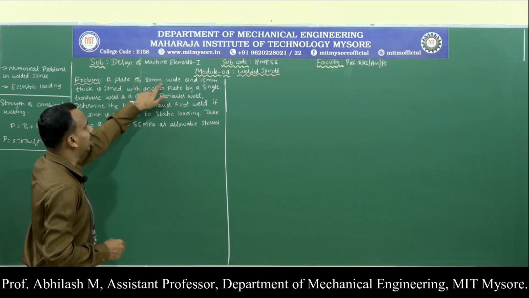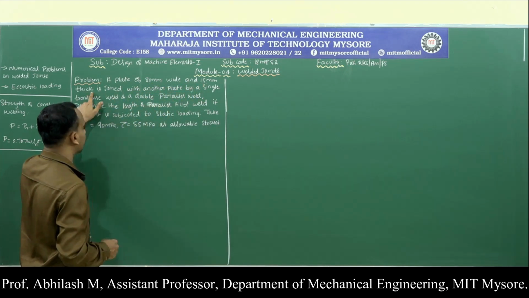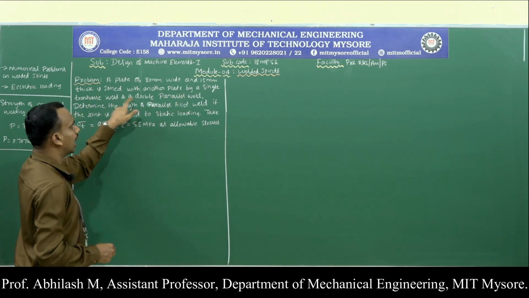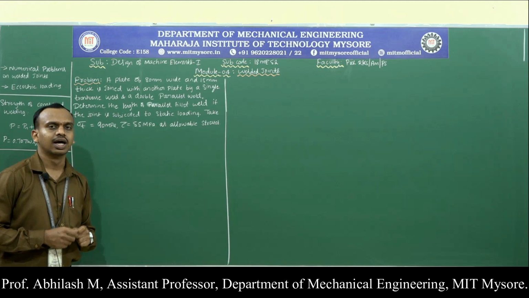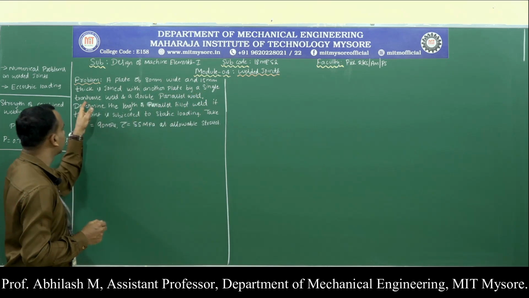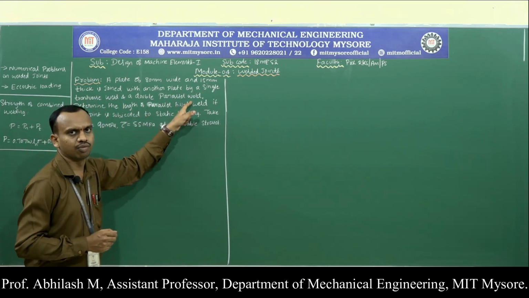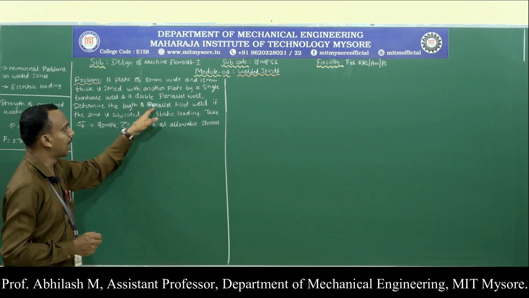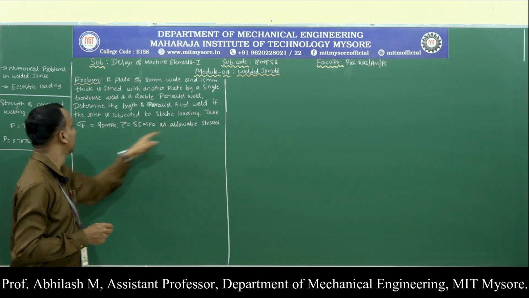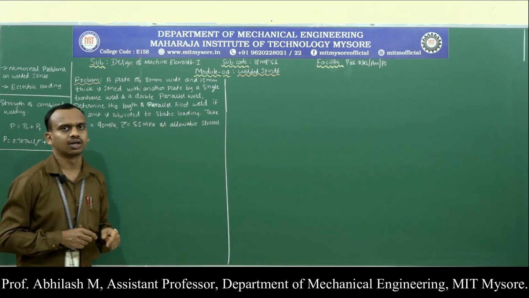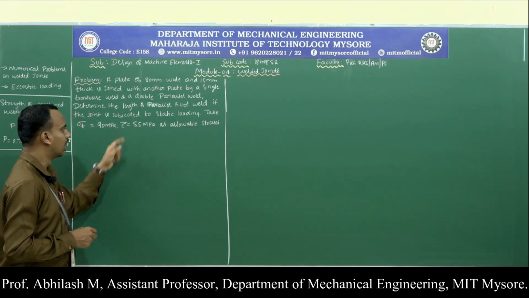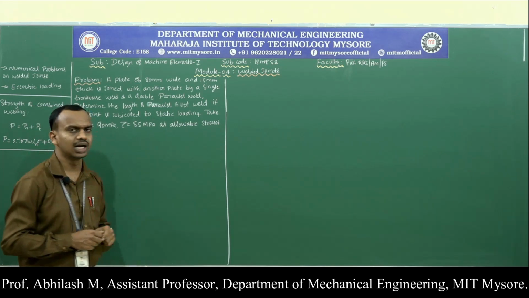A plate of 80 millimeter wide and 15 millimeter thick is joined with another plate by a single transverse weld and a double parallel weld. Here it's a combination of two types of welds, a single transverse weld and a double parallel weld. Determine the length of the parallel fillet weld if the joint is subjected to static loading condition. Take sigma t is equal to 90 megapascal and tau is equal to 55 megapascal as the allowable stresses.